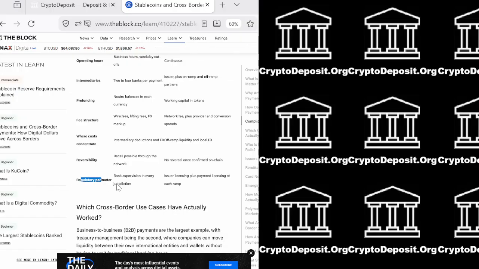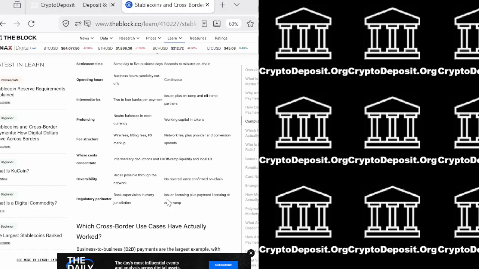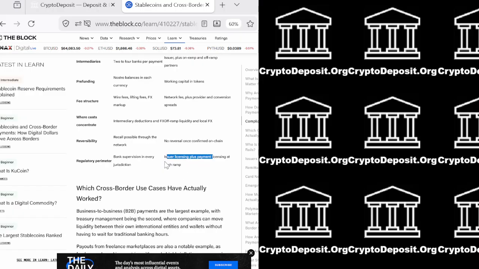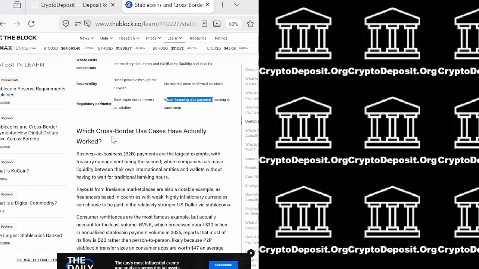And then regulatory perimeter: bank supervision in every jurisdiction, that is the standard. But then when it comes to stablecoins, you have issuer licensing, such as with Tether or Circle USDC, and then you have plus payment licensing at each ramp, meaning are they able to offer this type of payment solution if it's not going to be maintaining in USDC or USDT.